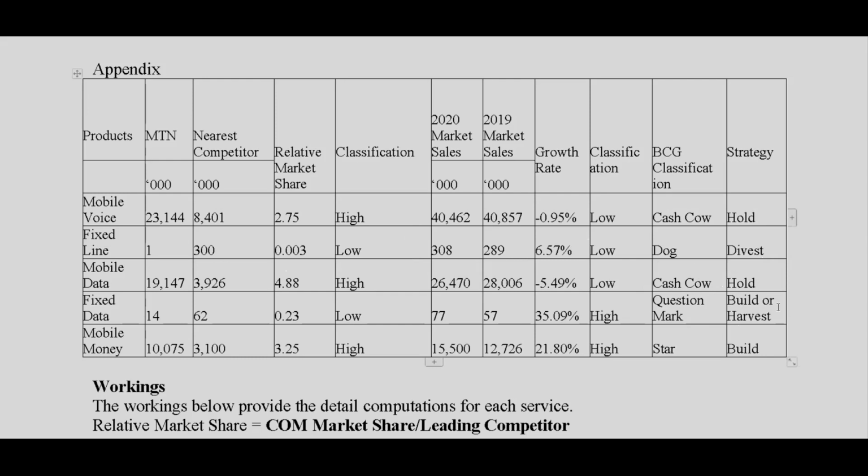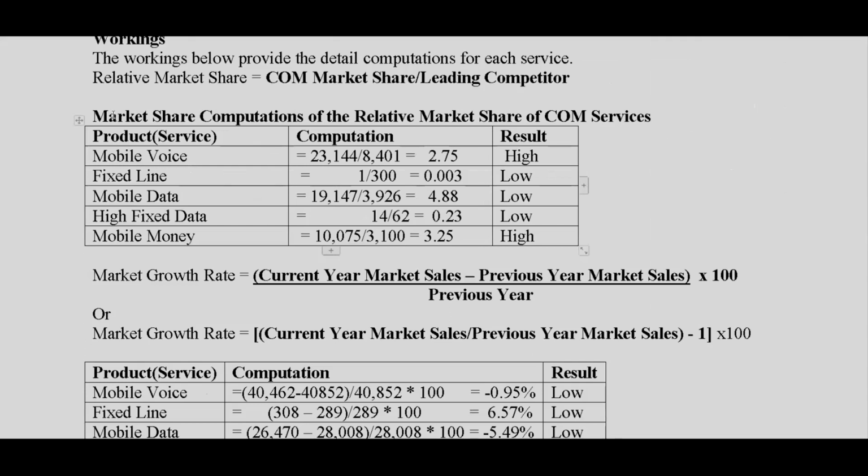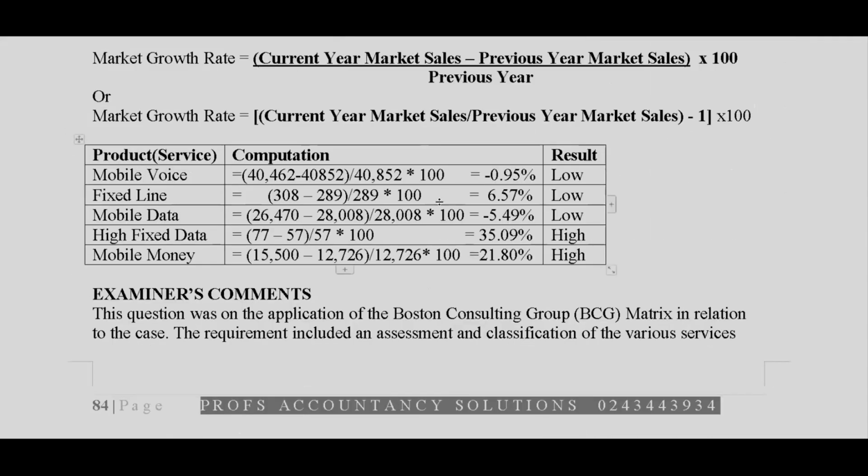Okay, then we have mobile money, which was also a star. So you build, you invest more into it by taking either money from the cash cow and putting it into the mobile money. Okay, that's what you do. So that's how you go about it. So you see, this is the calculation for market share. This is the calculation for market growth.